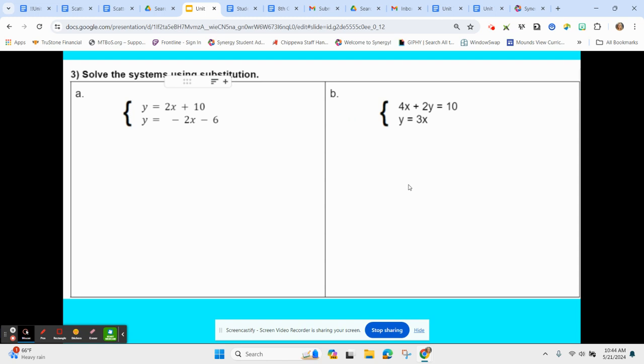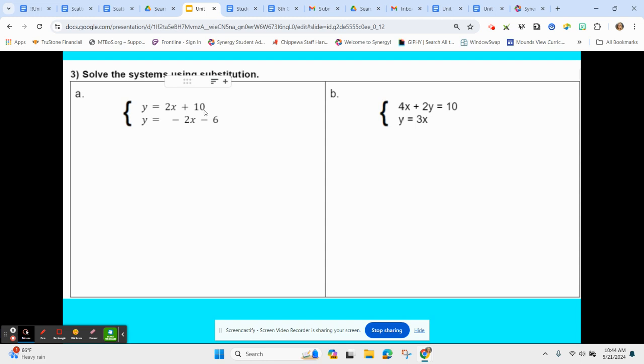Moving on to question 3, I've got some substitution questions. Substitution can be kind of tricky. And so let's go ahead and set these up. Now notice that for letter A, I've got y equals 2x plus 10, y equals -2x minus 6. Now I could use a graph and graph that. However, the graphs that we have aren't quite large enough. Look at your y-intercept at 10. So you're probably going to be off the graph.